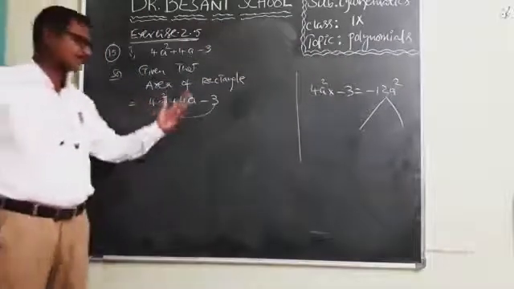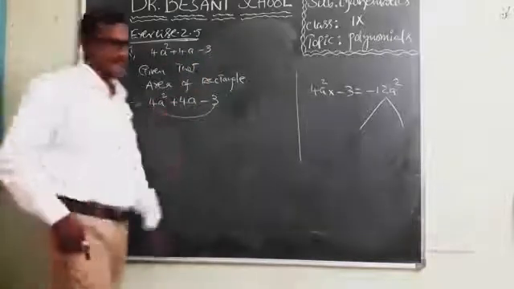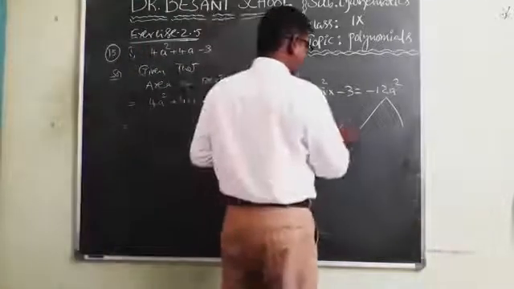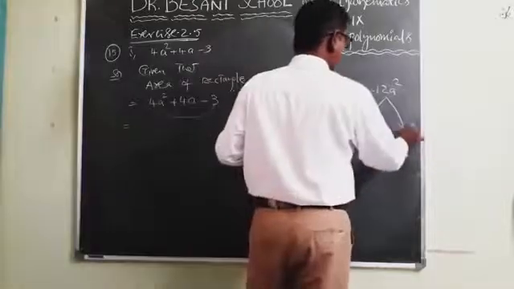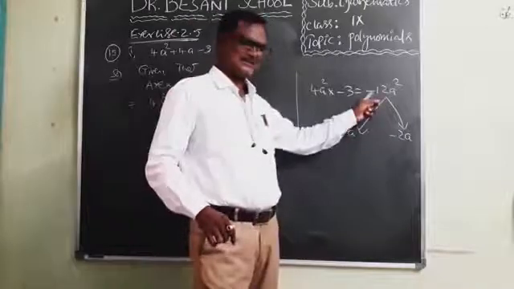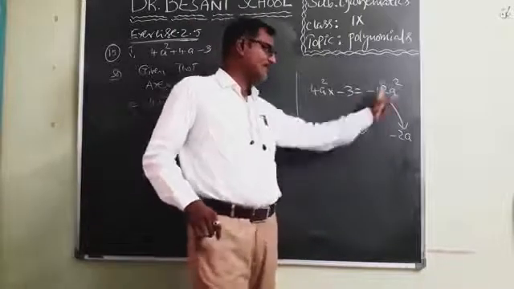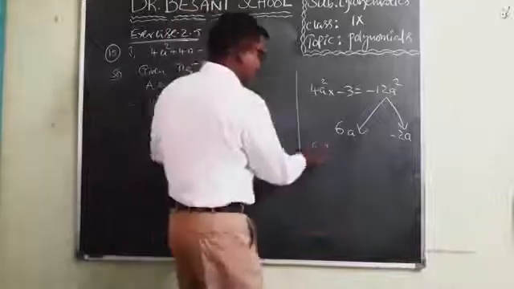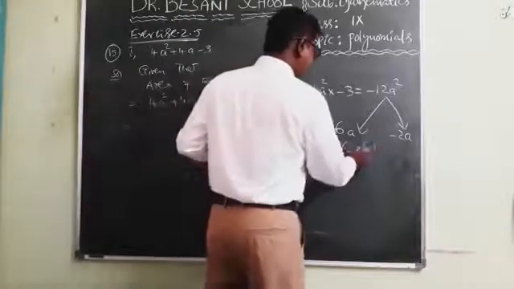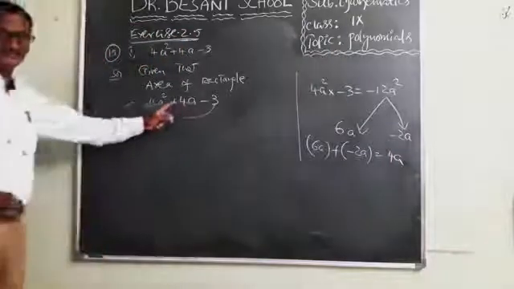What are the factors for minus 12a square, whose difference must be the middle term 4a? That means plus 6a and minus 2a. Why? Because 6 into 2 is 12, a into a is a square, as it is balanced. So 6a plus minus 2a comes as 4a. That is the middle term 4a.